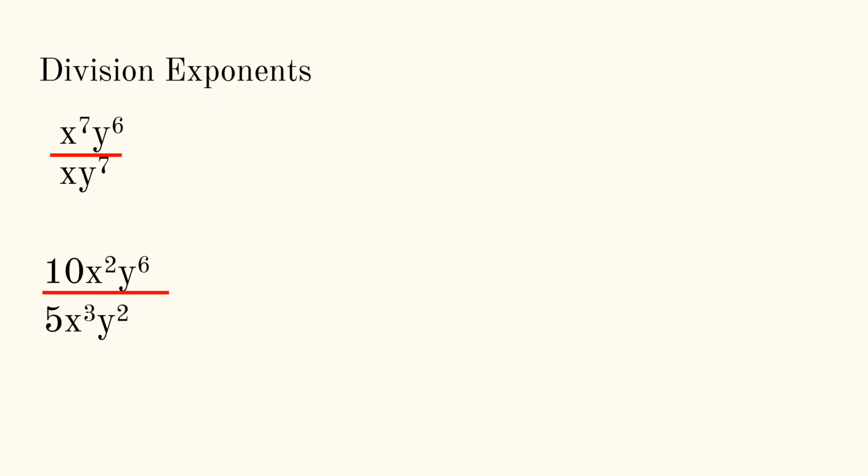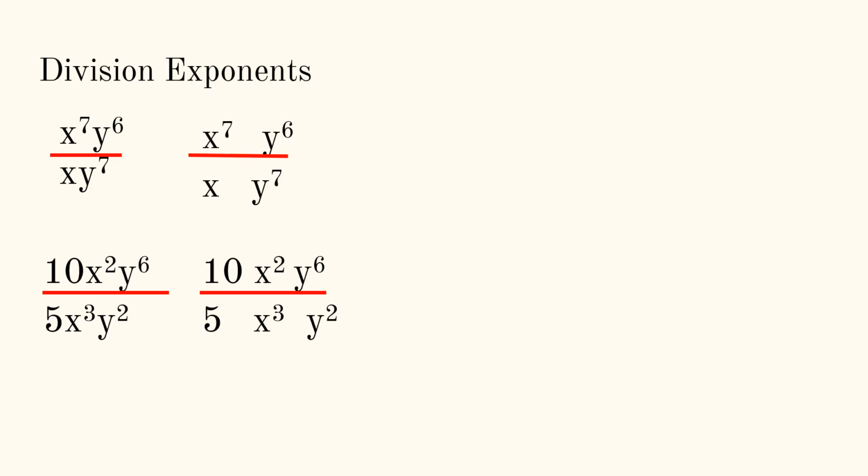Now the first thing is we want to combine our like bases. The next thing is, since this is the property of division, we're going to go ahead and subtract our exponents for our like terms. And finally, we're going to go ahead and simplify this.